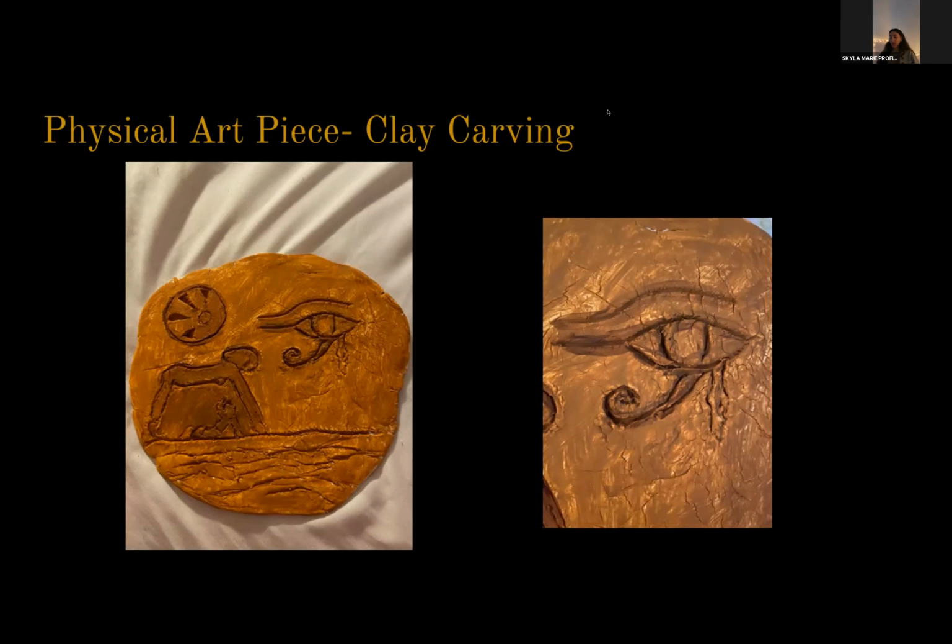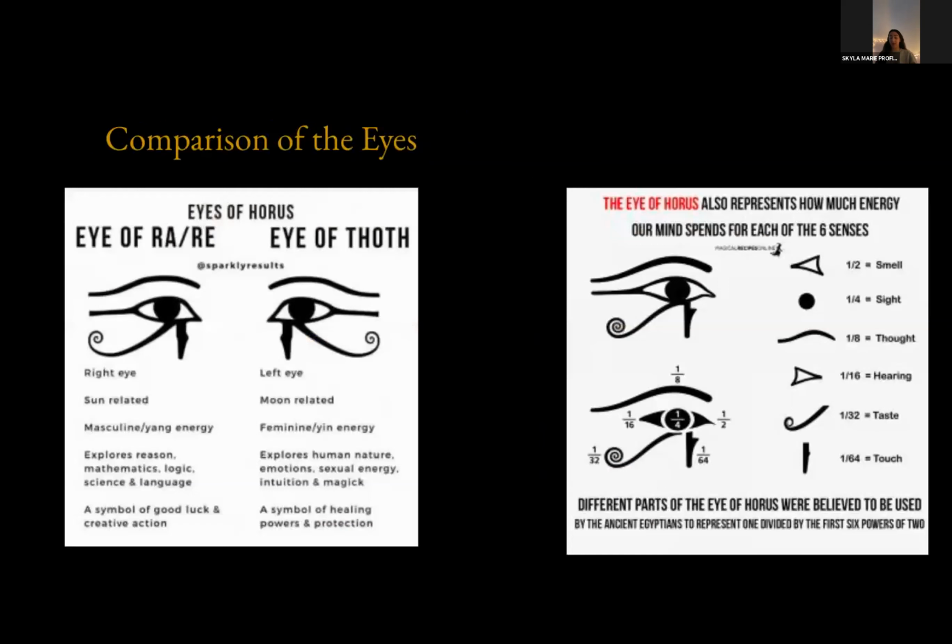So next, I'm going to go deeper into the differences between the eye of Ra and the eye of Thoth. The eye of Ra is the right eye. It's sun related, and it also represents masculine or yang energy. This eye is more about exploring things like reason, mathematics, logic, science, language, stuff of that nature. It is mainly used as a symbol of good luck and creative action.